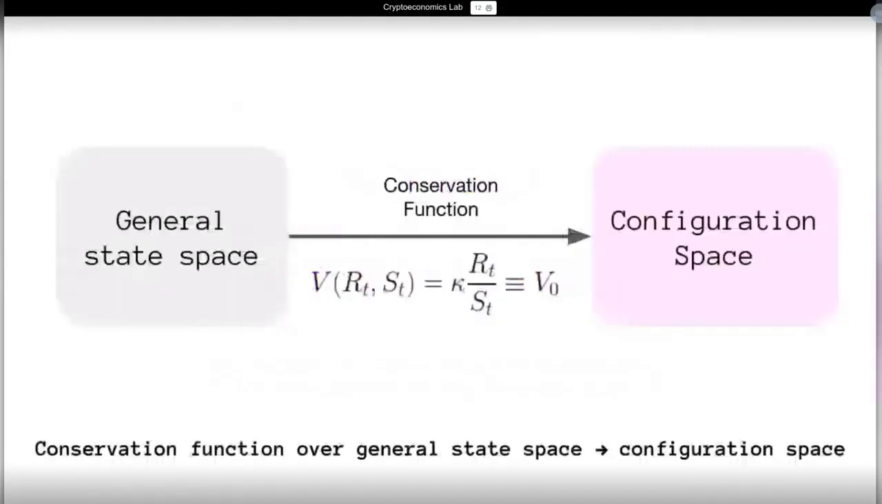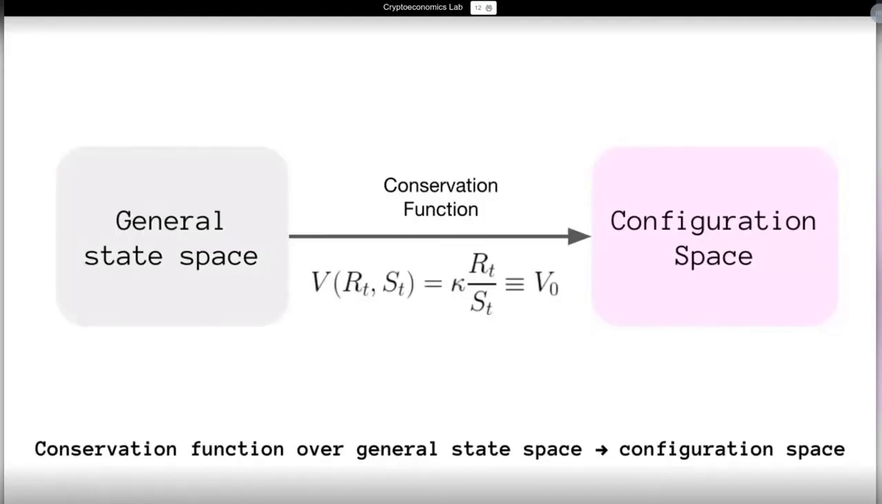Okay, then we have this notion of conservation functions. Earlier, I was talking about the laws of motion of economics, right? So this is what we mean by conservation functions. Conservation functions are essentially where we identify certain properties or parameters that are invariant within the system, and then we impose a function over them so that we can make the state space smaller and turn it into a configuration space of a much smaller dimension.